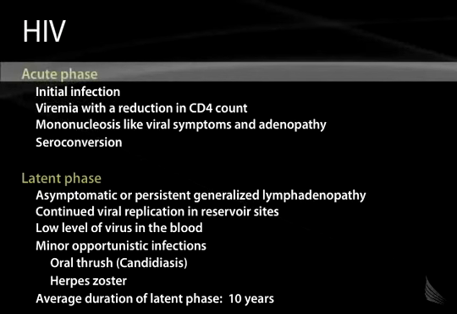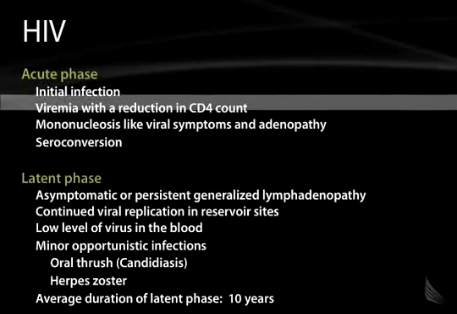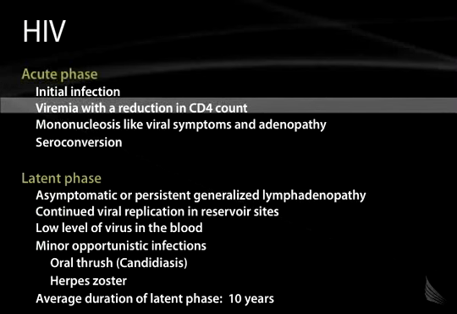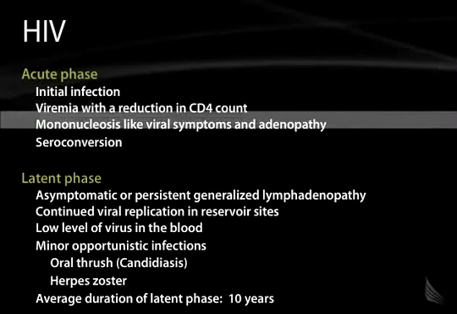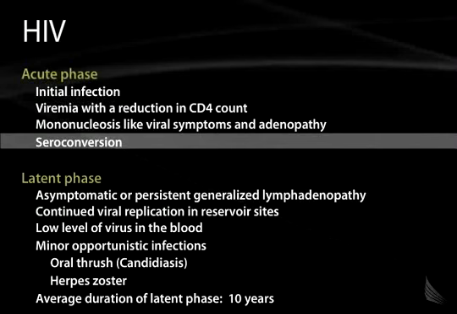Now, the acute phase of HIV can be mistaken for various other disorders. Indeed, HIV itself, particularly in the acute phase, can take on the role of the great mimicker occupied by syphilis in the history of man. The acute phase is often that of an acute infection that can mimic something such as mononucleosis. There's initial viremia with a reduction in the CD4 count, with, again, a mononucleus type picture of viral symptoms and adenopathy, and then the patient eventually seroconverts.